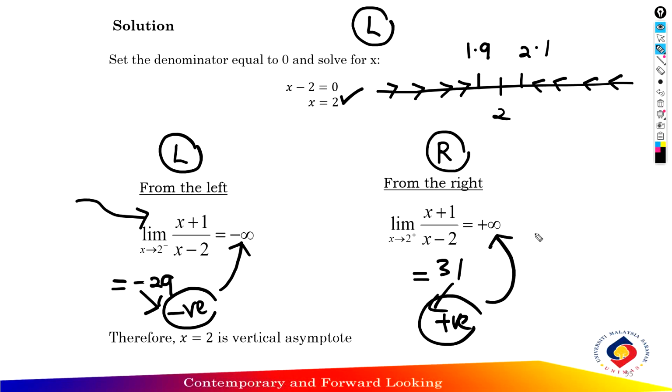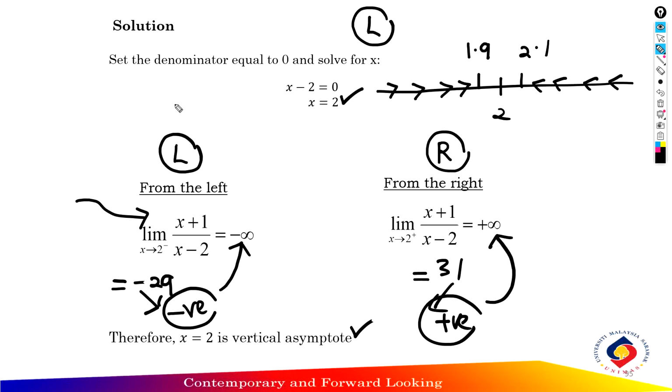So from the left of the function it equals negative infinity, and from the right of the function, the limit as x approaches 2 of (x + 1) over (x - 2) equals positive infinity. And then the conclusion: x equals 2 is a vertical asymptote of the rational function.